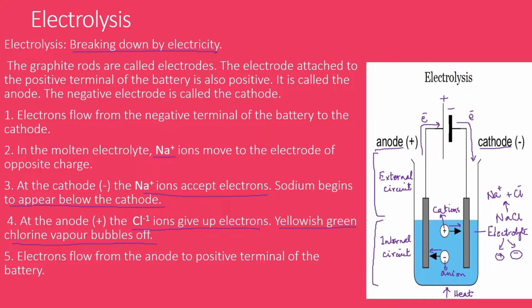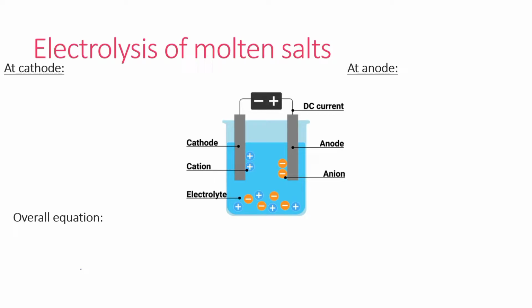So let's see how the process occurs. For that we can write the reactions that occur at the anode and the cathode. But before that we must remember that at the cathode it is always the process of reduction that takes place, and the process of oxidation occurs at the anode.